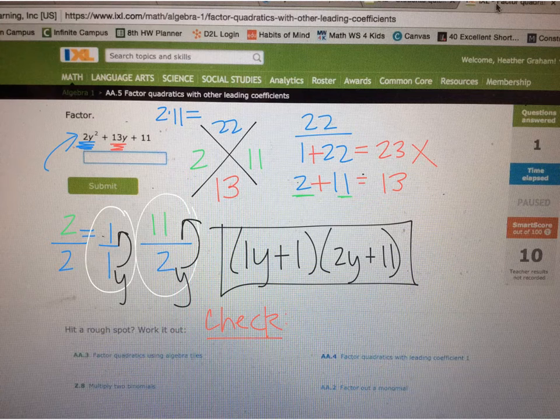So I'm going to multiply my first two terms, which is 1y and 2y, to get 2y squared. Then I'm going to multiply my outer terms, 1y times 11, so I get 11y. Then my inner terms of 1 and 2y, so I have 2y. Then 1 times 11 to get 11. I can combine like terms, 11y and 2y, to get 13y. And then I'm going to add on my 2y squared as well as my 11. And you can see this matches our original problem given.